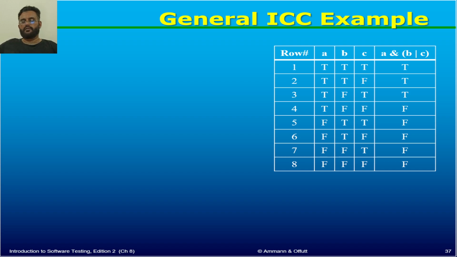So now we have a very simple example to illustrate the concept we studied on the previous slide. We have this very simple predicate consisting of three clauses, A and B or C, and I have drawn the truth table here also. You can see there are 8 rows and the predicate is true only in the first 3 rows, and in the remaining 5 rows it is not true.